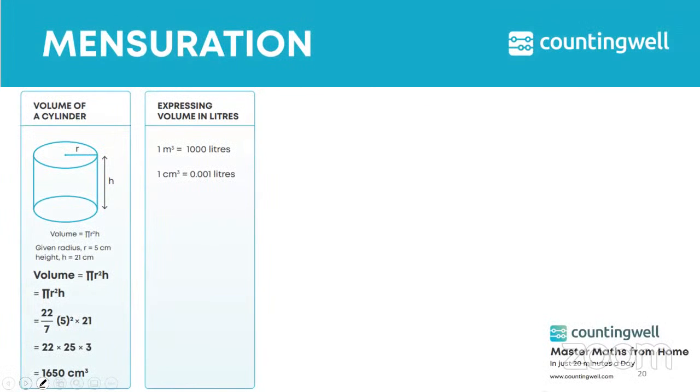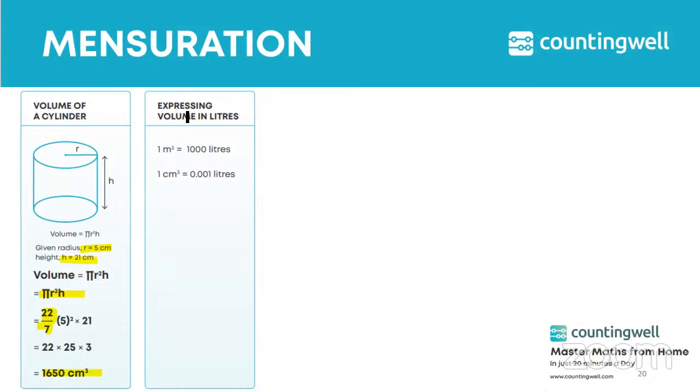Let us see how to find the volume of a cylinder. It is nothing but pi r square h. If r is 5 centimeter, height is 21 centimeter, substituting these values, here we have put the value of pi as 22 by 7, or we can take it as 3.14. So we get 1650 centimeter cube.